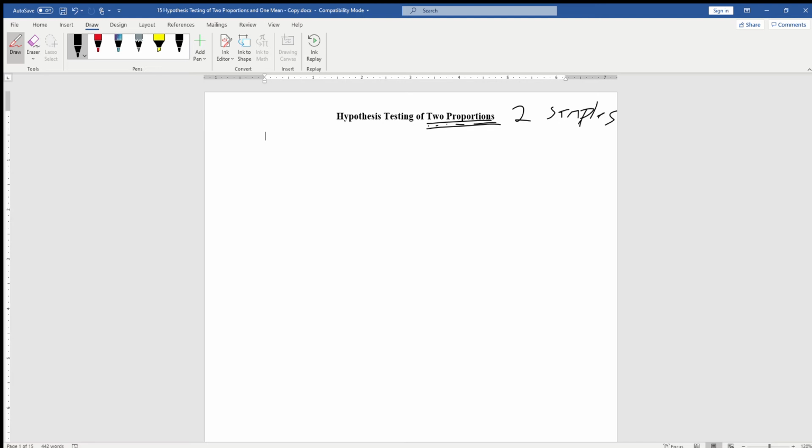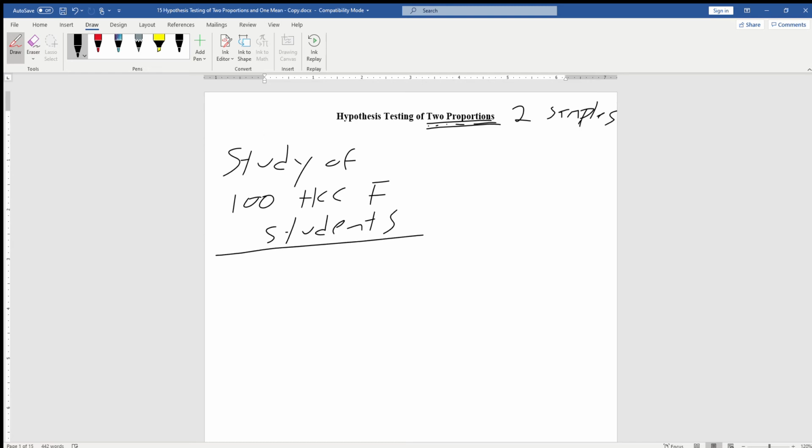As an elementary example, if I'm somebody in education, I may wish to determine whether the proportion of males and the proportion of females that are business majors is significantly different. Okay, so let's say I took a study of 100 HCC female students, and in that study, let's say that 21 of them said that they were business majors.